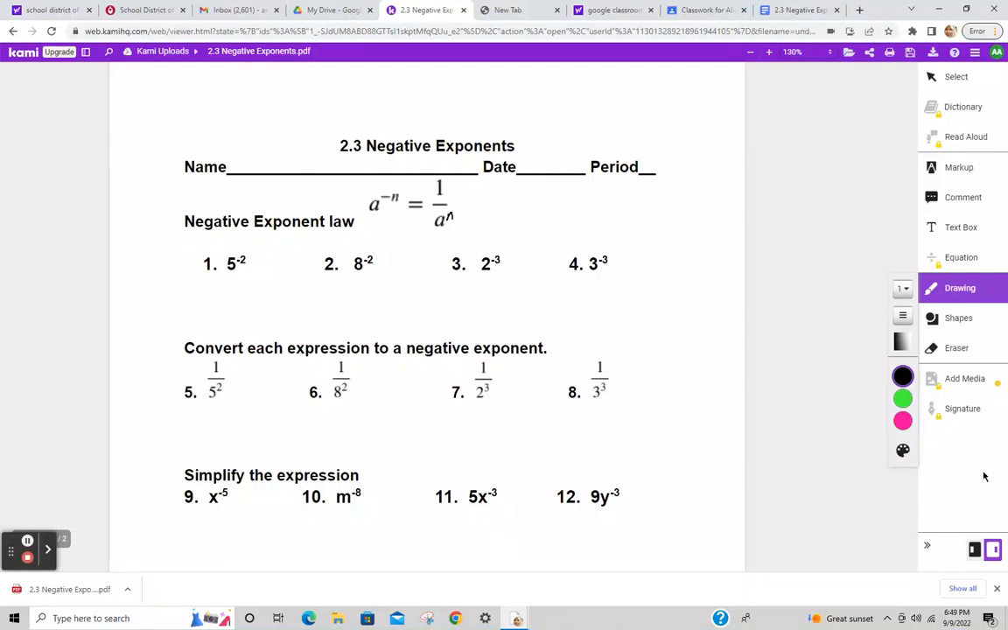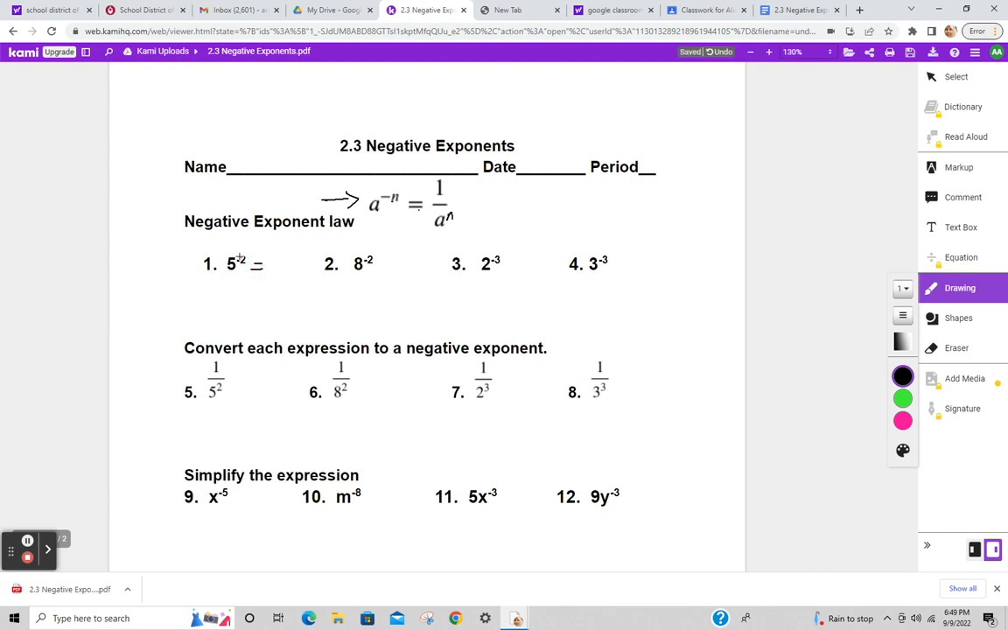Hi everyone, in this video you're going to learn how to solve expressions with negative powers, and we're going to use this definition right here. This is the definition of negative powers or negative exponents. Any expression with base a raised to the negative n is always equal to 1 over a to the power of n. So we're going to put this into practice so you'll understand how to use the definition of a negative power.